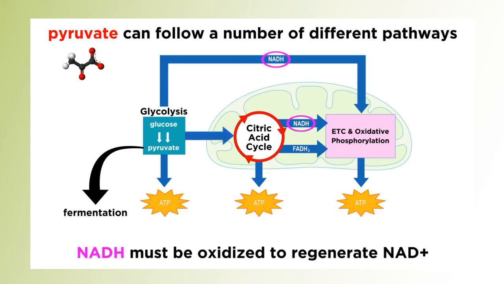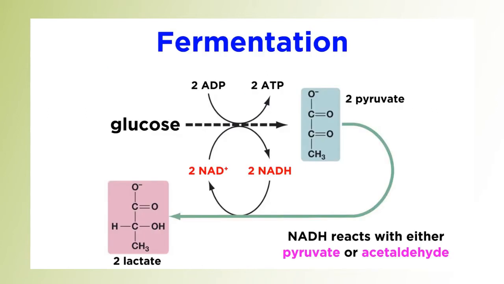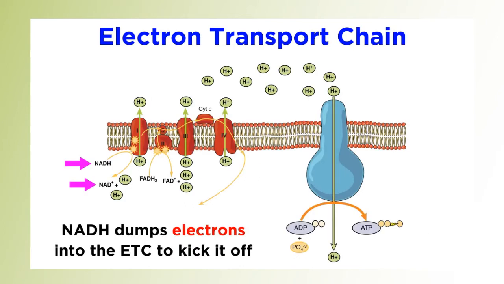In all of these processes, the NADH that forms when NAD+ is reduced during glycolysis must be oxidized to regenerate NAD+, and this is achieved either when NADH reacts with pyruvate or acetaldehyde during fermentation, or when NADH dumps electrons into the electron transport chain during respiration.